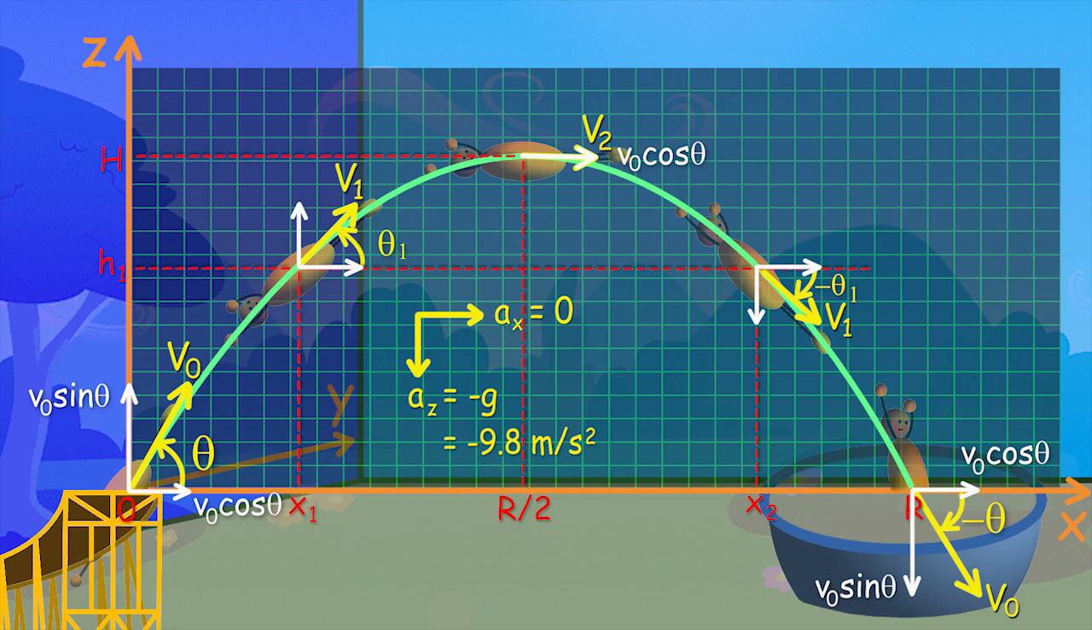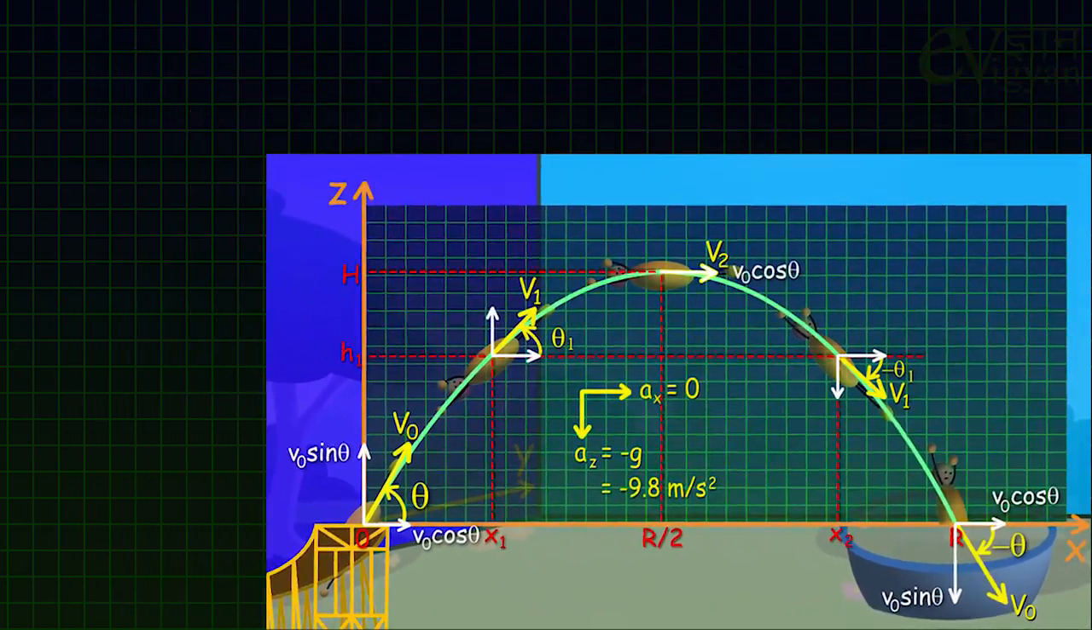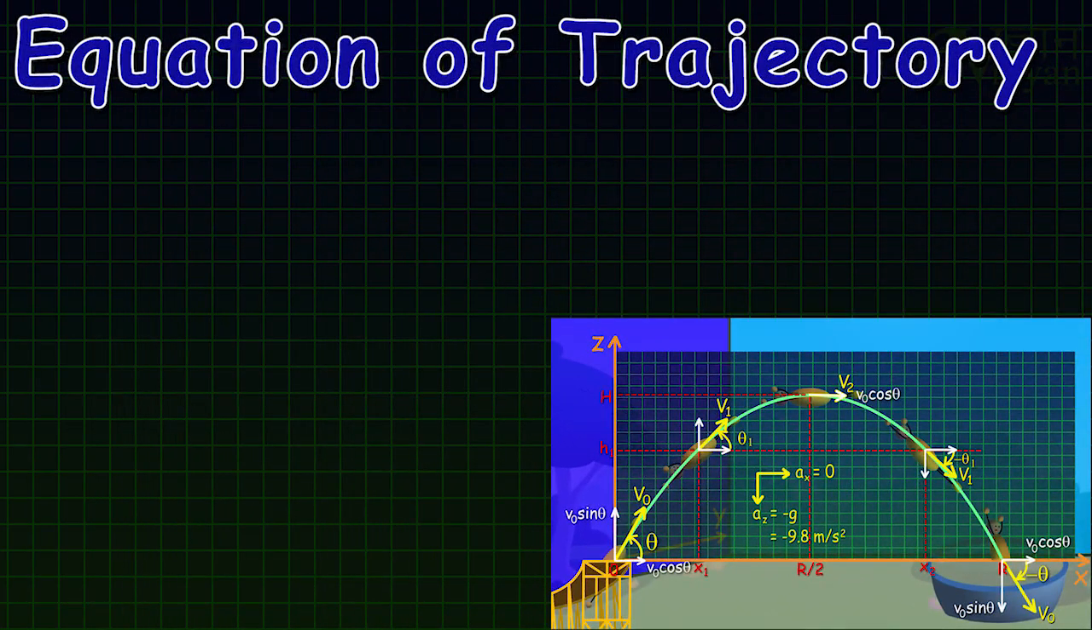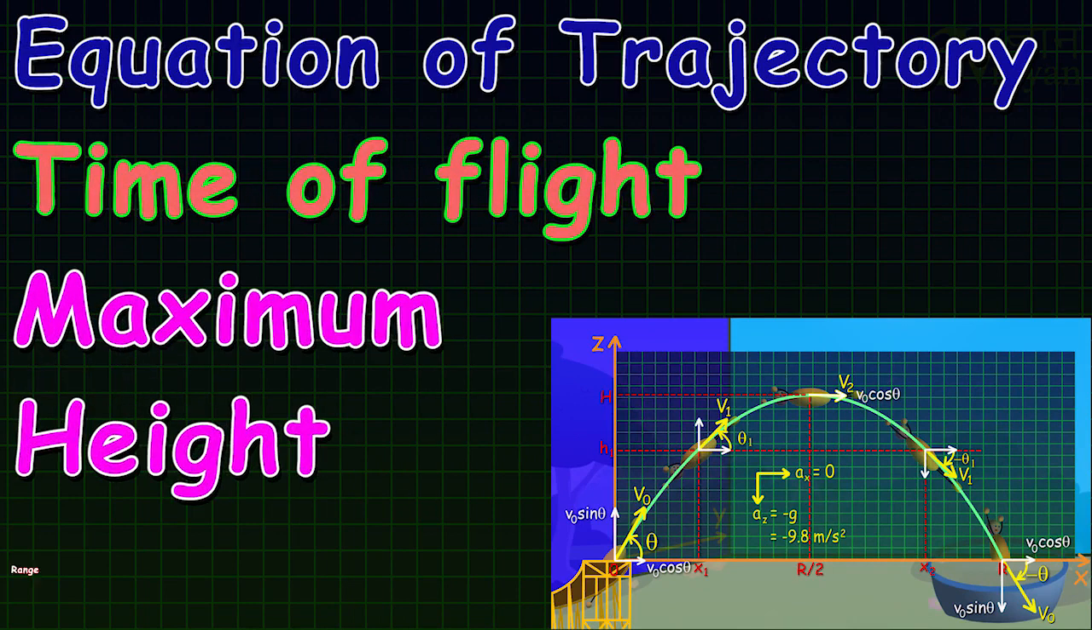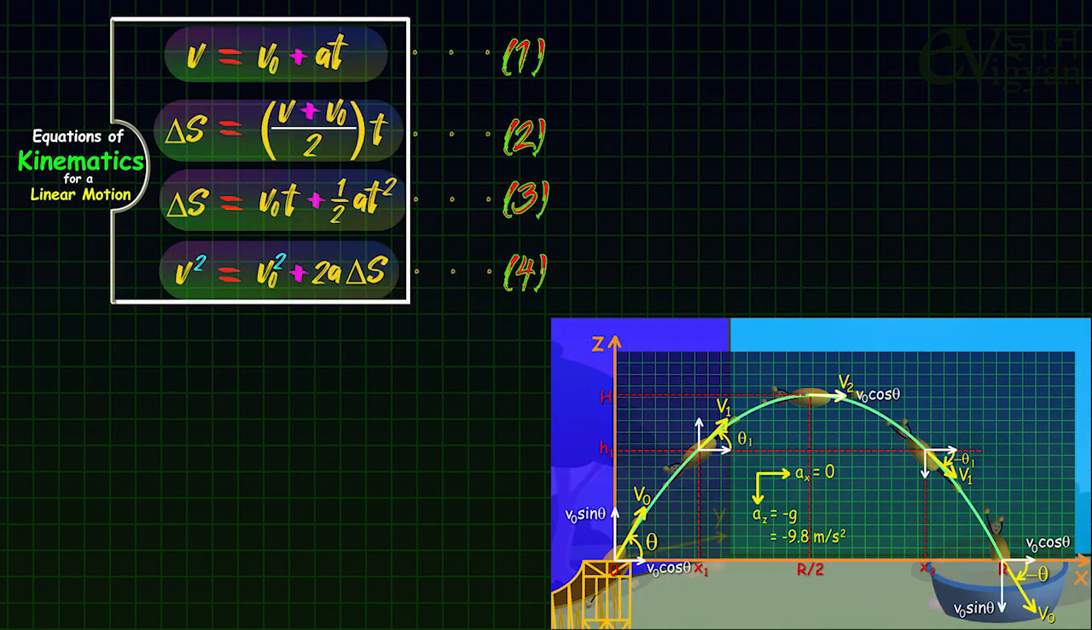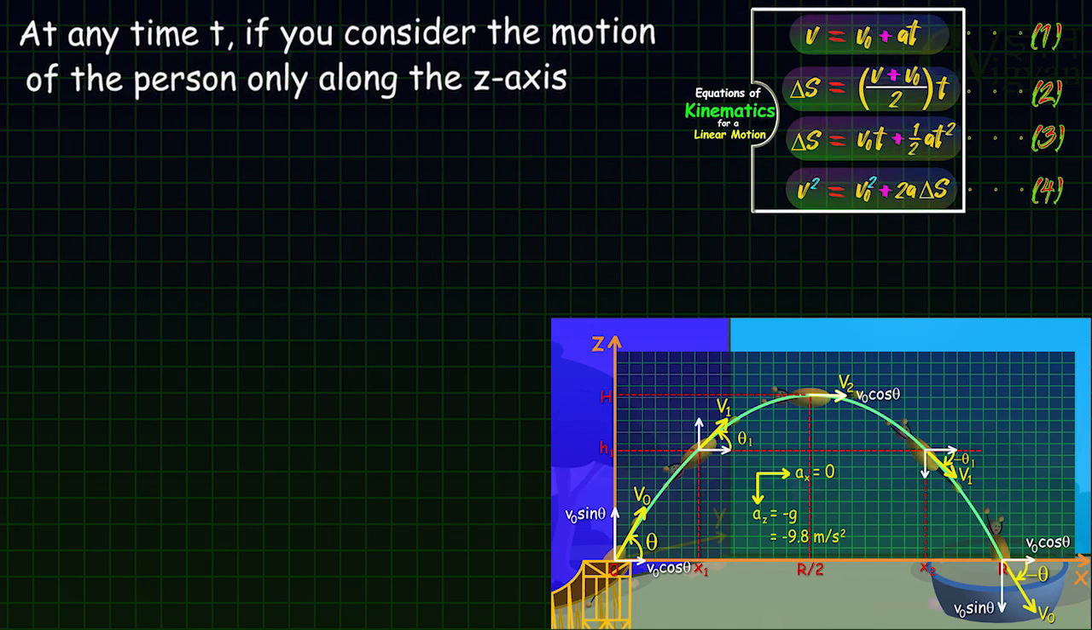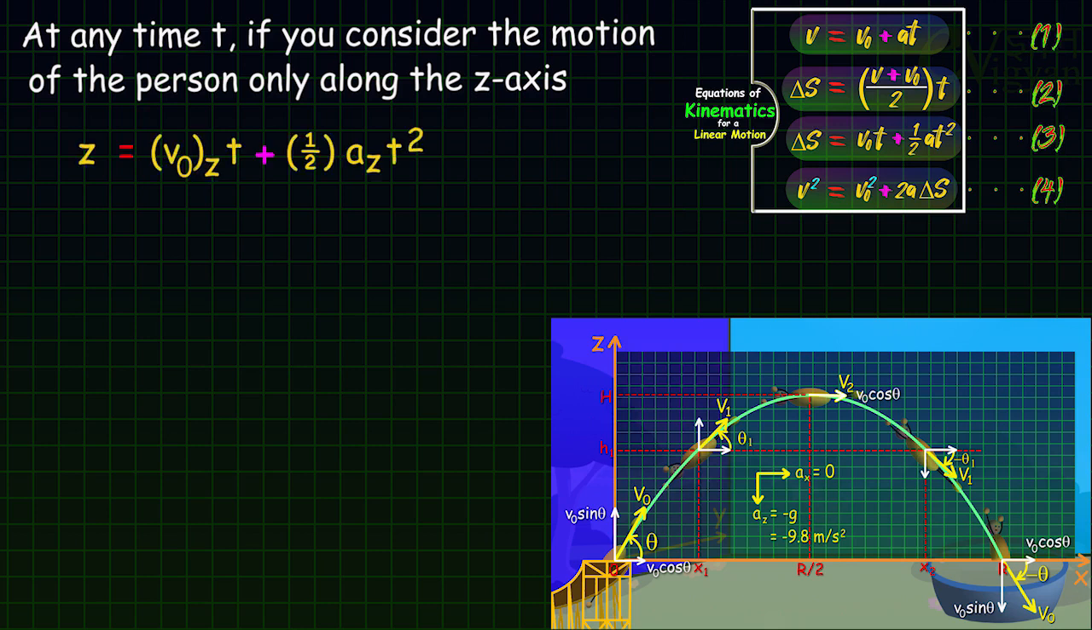Since in this example the acceleration is constant, we can apply the equations of kinematics to find the equation of the trajectory, the time of flight, the maximum height, and the range of the projectile motion. Here we have the set of 4 equations of kinematics. At any time t, if you consider the motion of the person only along the z-axis, then by using equation 3, the z coordinate of the person is given by z equal to v0z t plus half az t squared, which is equal to v0 sin theta t plus half minus g t squared, and finally z equal to v0 sin theta t minus half g t squared. Let this be equation number 5.